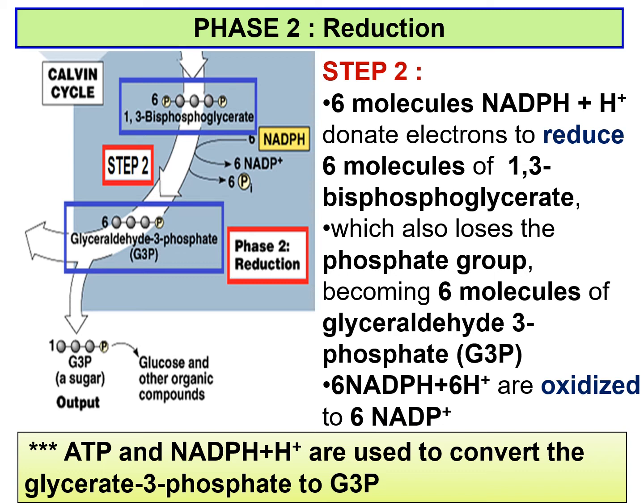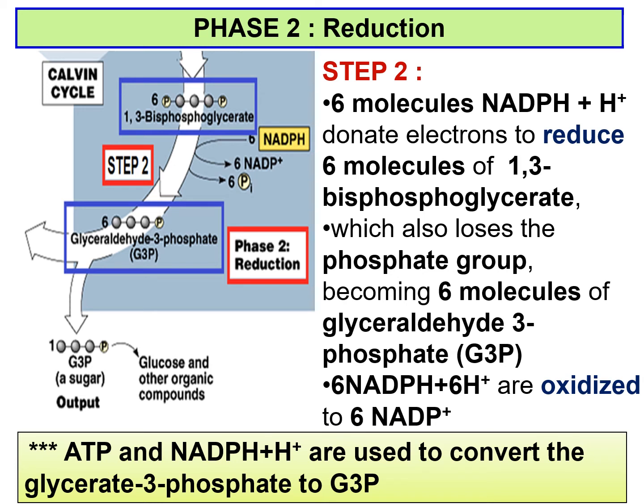which is the 1,3-biphosphoglycerate. Okay, the 3-phosphoglycerate receives one phosphate from the ATP, becomes 1,3-biphosphoglycerate. Then 1,3-biphosphoglycerate will be reduced by NADPH to glyceraldehyde 3-phosphate. The number of the molecules maintains 6.